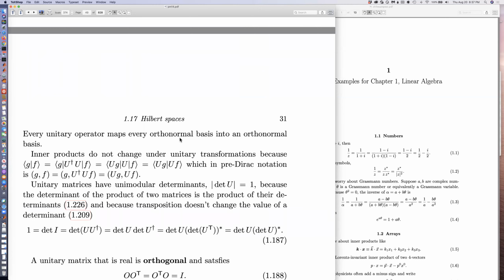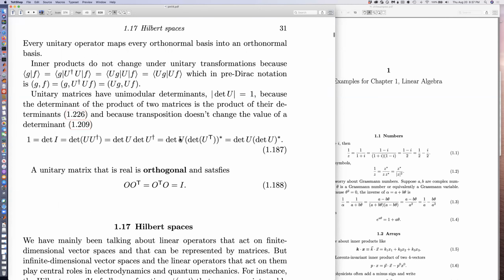So every unitary operator maps every orthonormal basis into another orthonormal basis. The identity operator is also unitary, so the unitary operator that's the identity operator maps a basis into itself. Now, one that's really important, and we've got a few minutes left, so I can try to stress this, is that inner products do not change under unitary transformations. And that's one reason why they are of use in quantum mechanics.